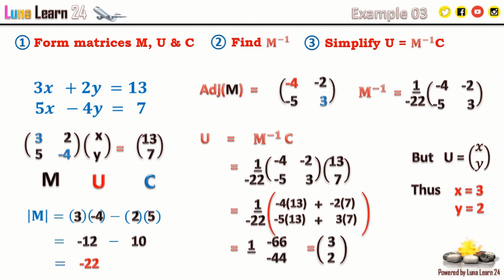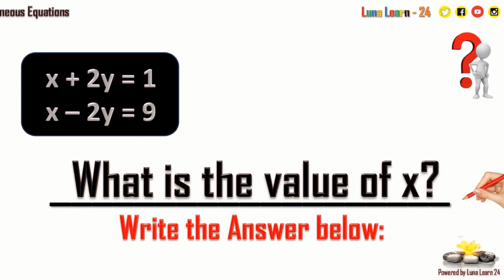Perfect. So thank you so much, and there is an exercise for you to do. When you do this exercise, please leave your comments below. Write the answers below so that we know that you are following. So the exercise is: solve x plus 2y equals 1 and x minus 2y equals 9.